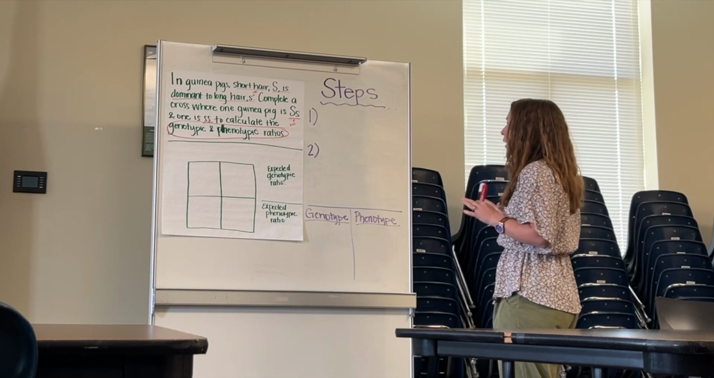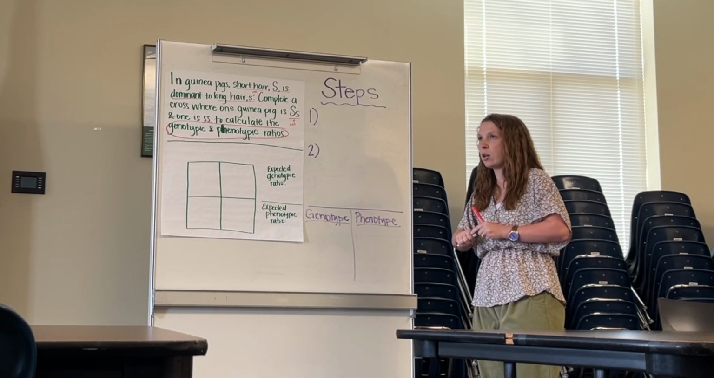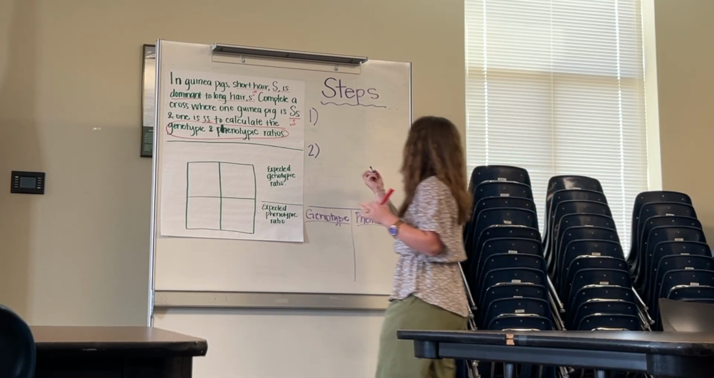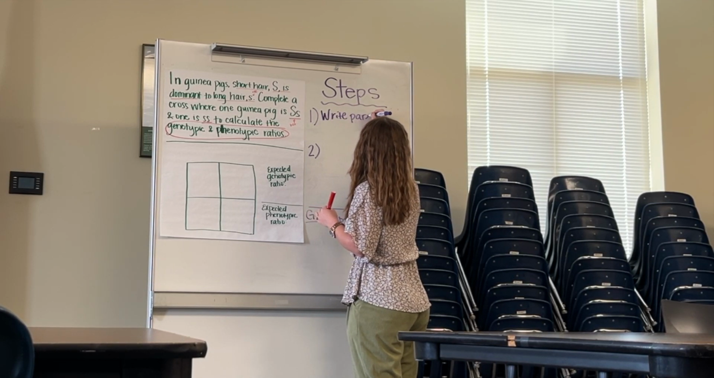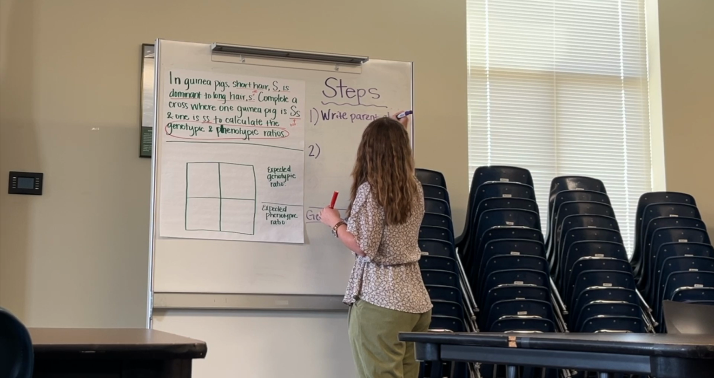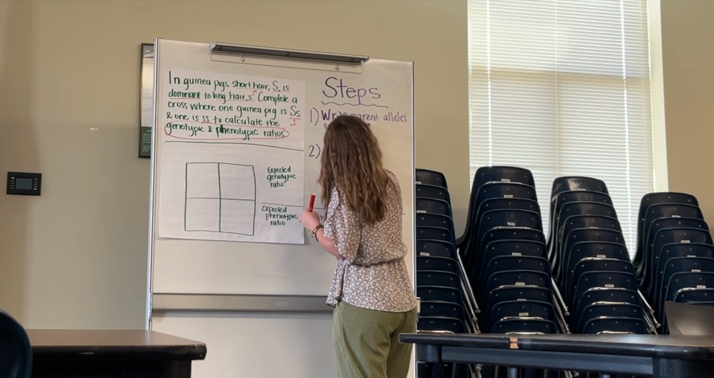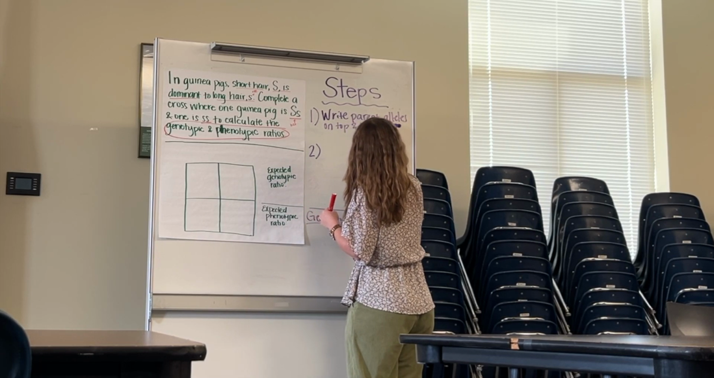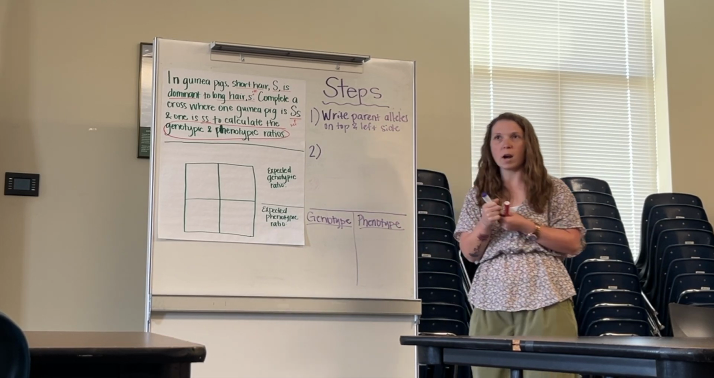So when we're looking at a Punnett square, we have a couple steps to follow, and I know that my first step here is to write the parent alleles on top and left side. They will always go on the top and left side, so the more I get used to that, the easier it's going to be.